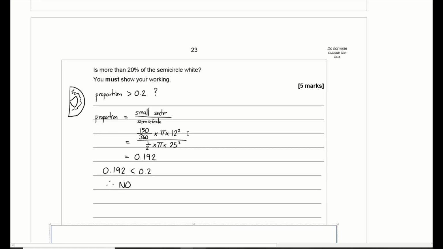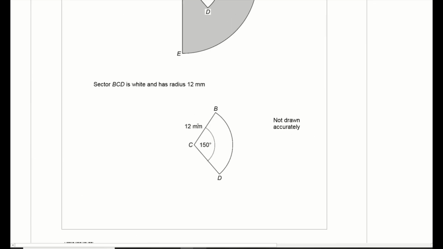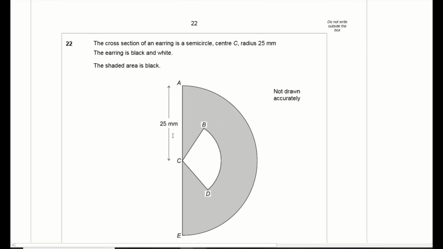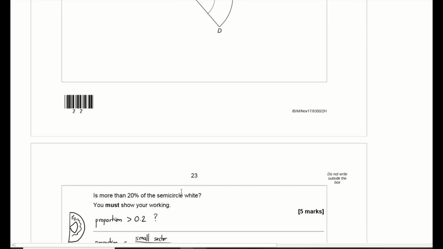The area of a sector is given by the angle it subtends, which we know is 150 degrees, divided by 360, multiplied by pi r squared. So remember that the radius of the sector was 12 millimeters, so multiplied by 12 squared. And the area of a semicircle is just a half pi r squared, where r was equal to 25 for the larger semicircle shown there.